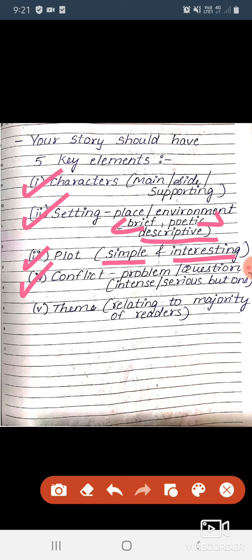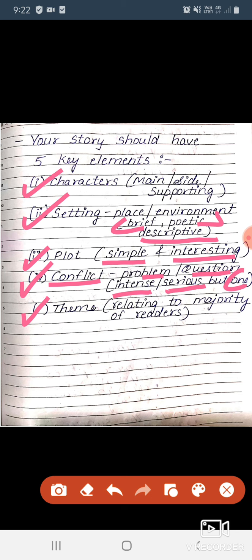The fourth and the most important thing is our story should have a conflict. Conflict means problem or questions. Whenever our story has a problem or a question, the reader will read it forward to find the answer. So the problem here should be intense and serious, but we should limit ourselves to only one problem so that the story remains direct, simple, and short, and also easy to understand.